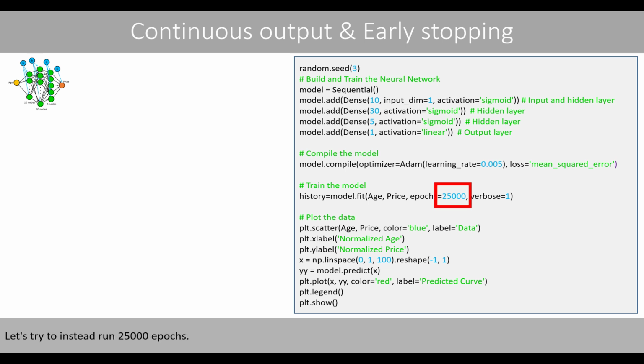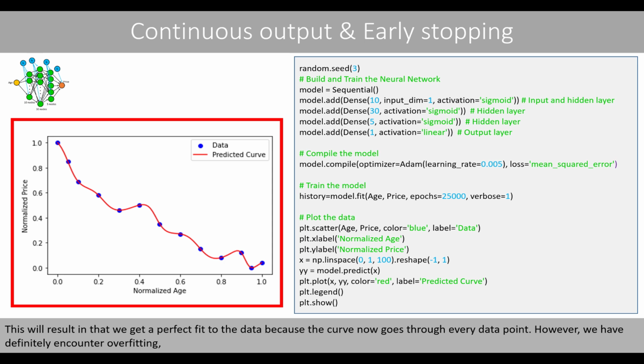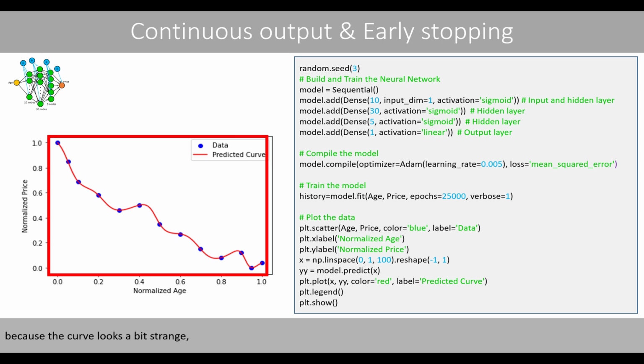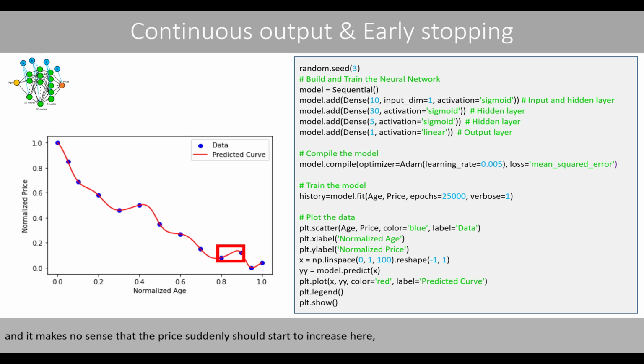Let's try to instead run 25,000 epochs. This will result in that we get a perfect fit to the training data, because the curve now goes through every data point. However, we have definitely encountered overfitting, because the curve looks a bit strange, and it makes no sense that the price suddenly should start to increase here, or here.